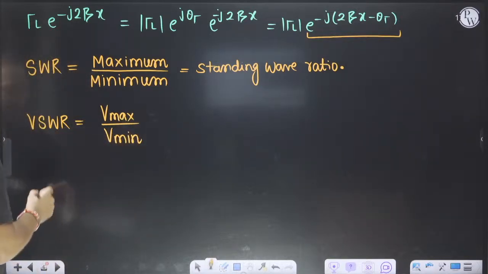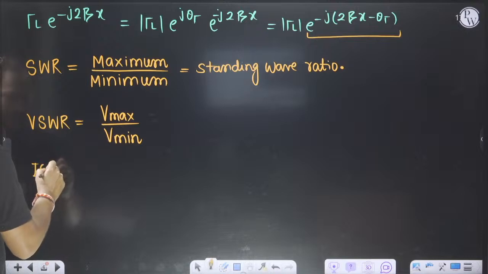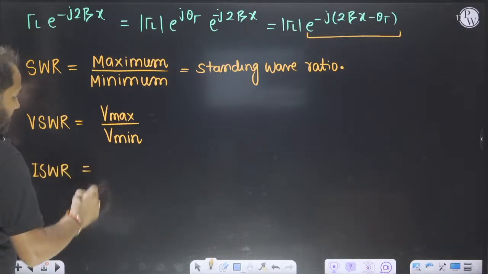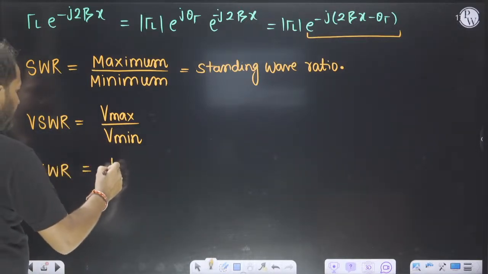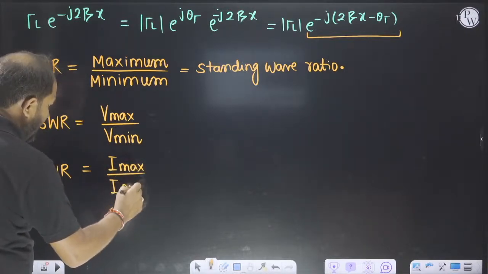And there will be a current standing wave ratio. In this case, what will it be? Current standing wave ratio means I max upon I min.